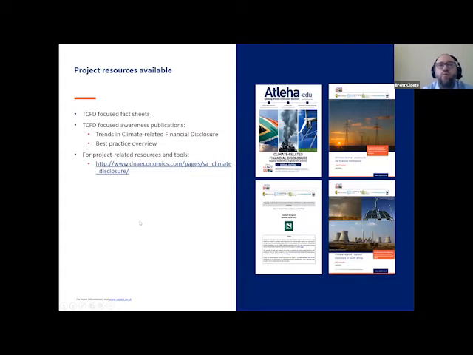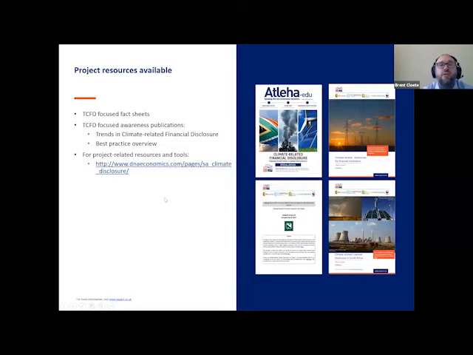As I mentioned previously, all the outputs from this project will be freely available. The toolkit will also be freely available, and you can use it with no restrictions. All the outputs from this project are hosted on the website you can see on the screen now. There are already a number of very useful resources on there, including documents looking at the level of climate-related financial disclosure in South Africa at present.